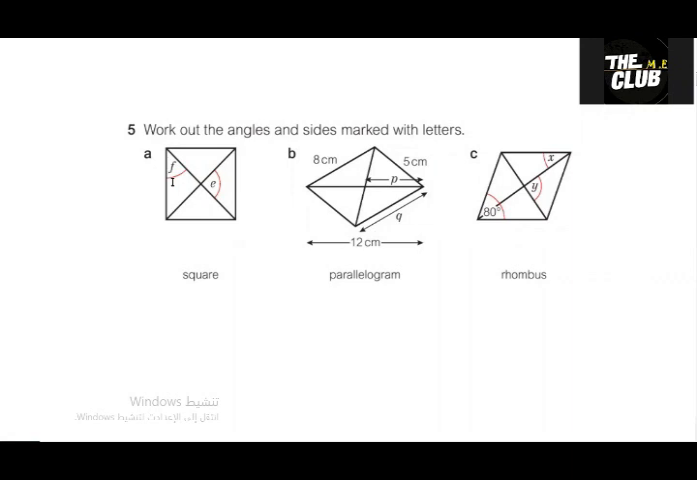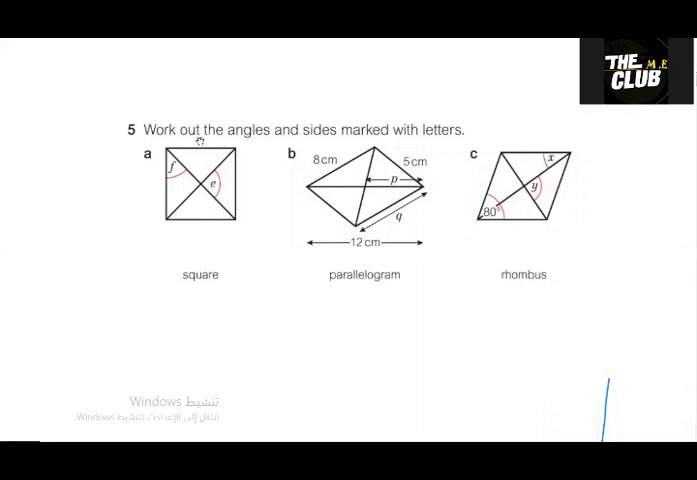Now, in the square, we have angle F and angle E. Now, the square here has these diagonal lines. Let me change the color. These are the two diagonal lines inside the square. Now, these diagonal lines cut the square into 4 triangles. These triangles have 2 sides which are the same, which we call isosceles triangles. It means that they have the same base angles. So these are the same base angles. Now, how can we find them?